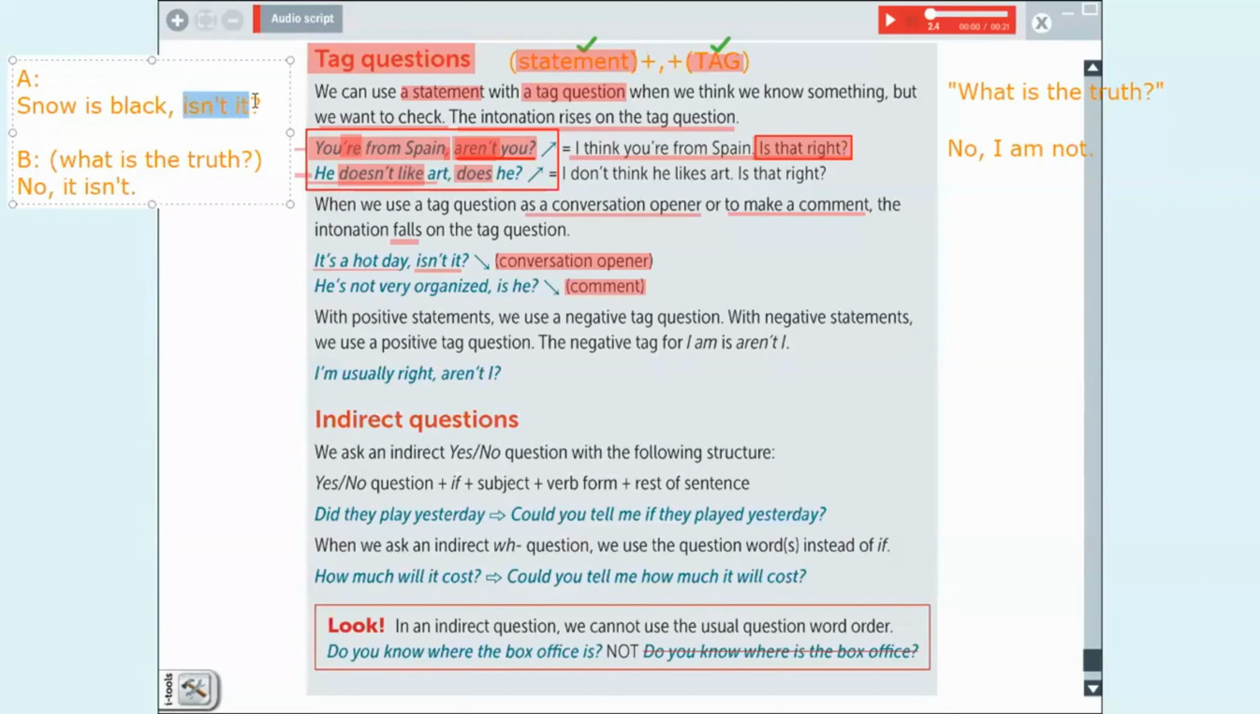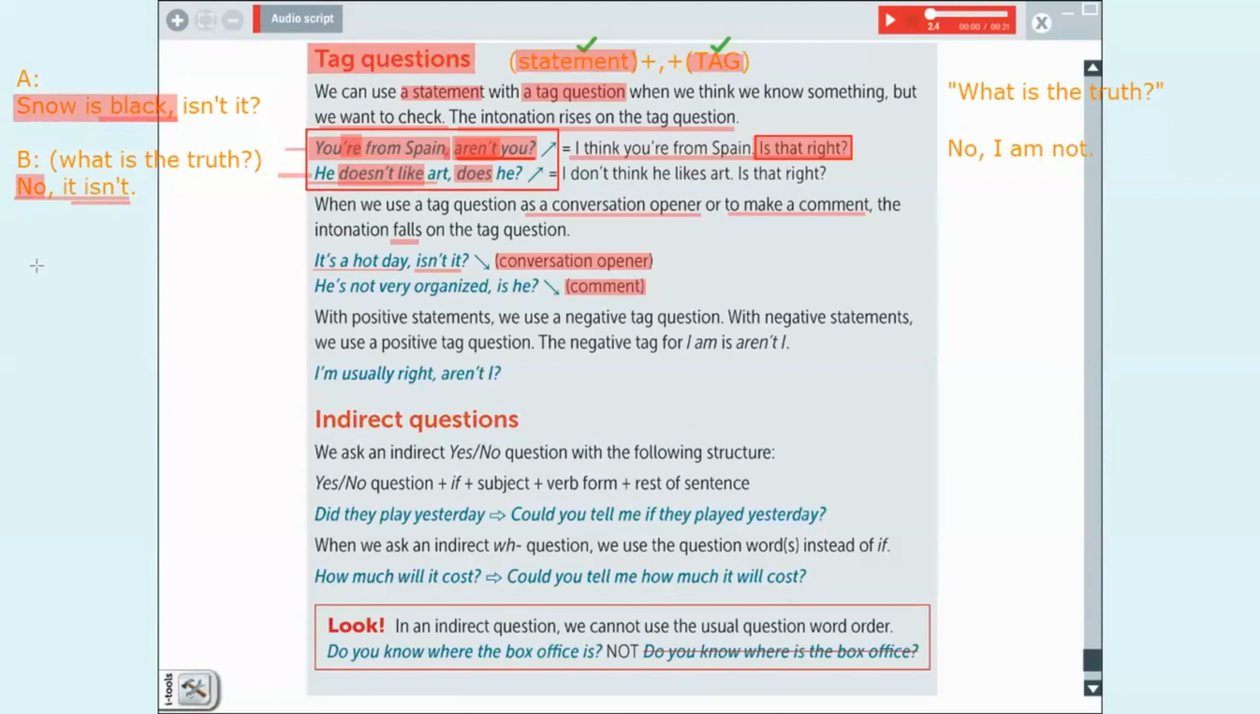It doesn't matter that the question is in negative or in positive. That's not relevant at the moment of creating my question. What you need to think about is the information in the statement. Snow is black. This is not true. So I say no, and then the negative information.